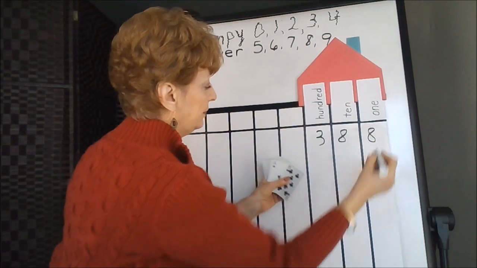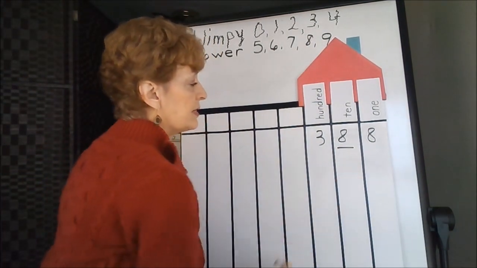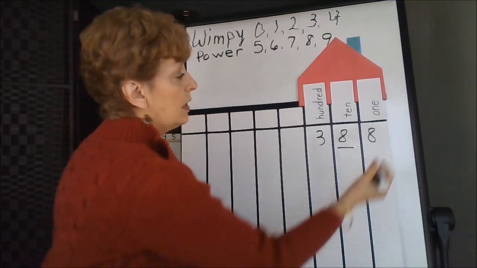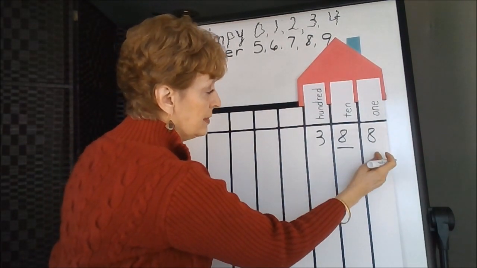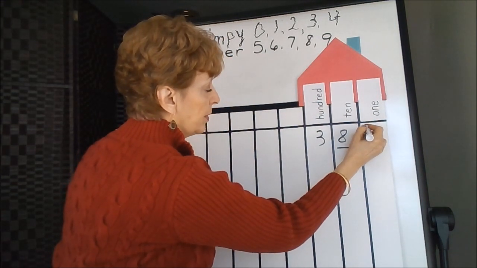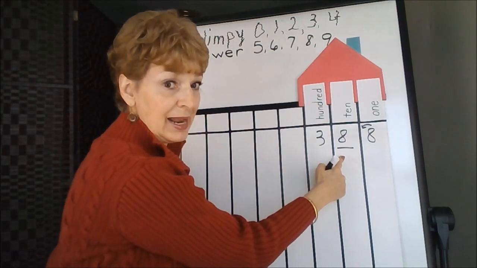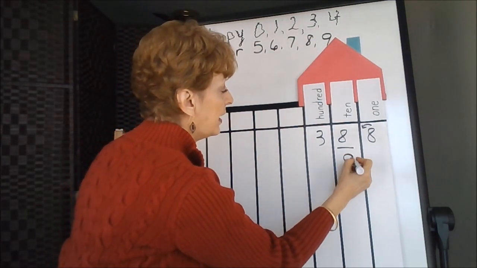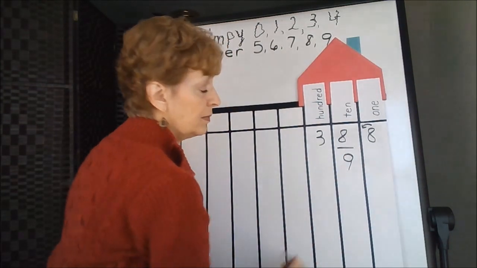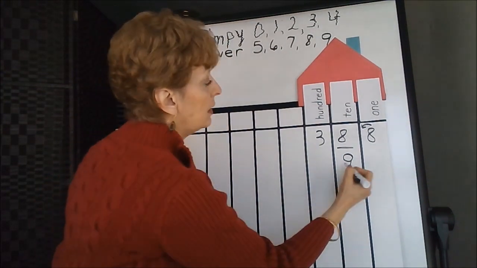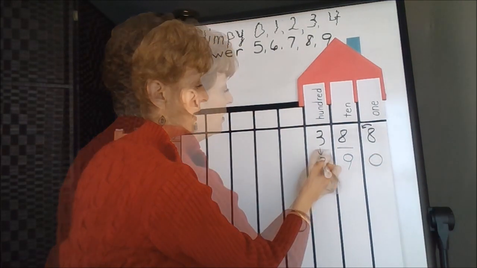388. Let's round to the nearest 10. The 8 on the other side, in the ones column, is a power number. So that changes this underlined 8 in the tens column to a 9. Anything to the right of the focus number turns into a 0, and the 3 is just simply dropped down.